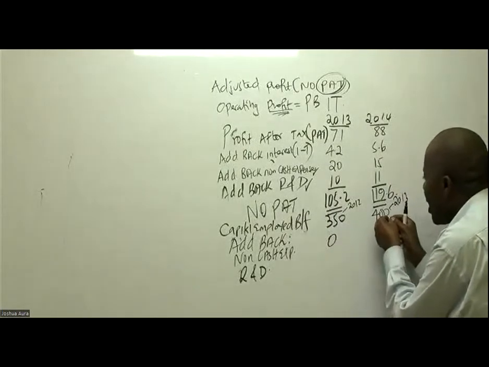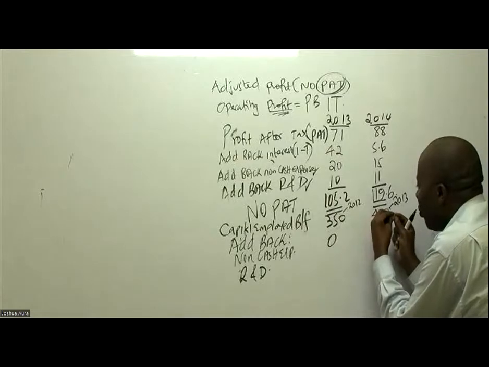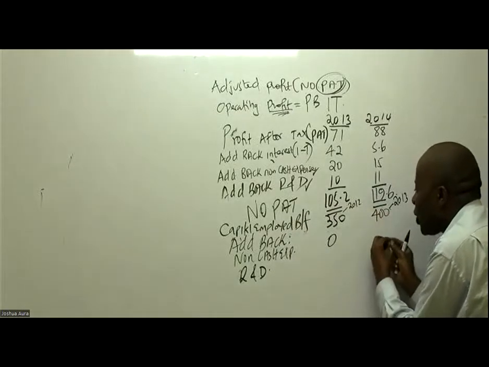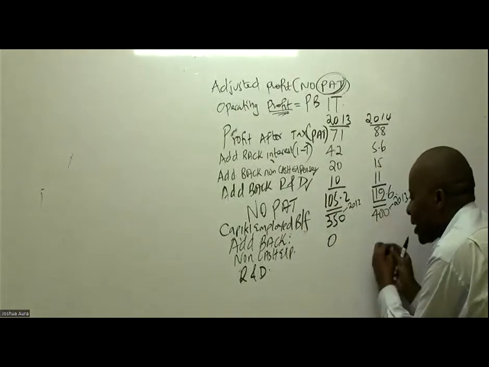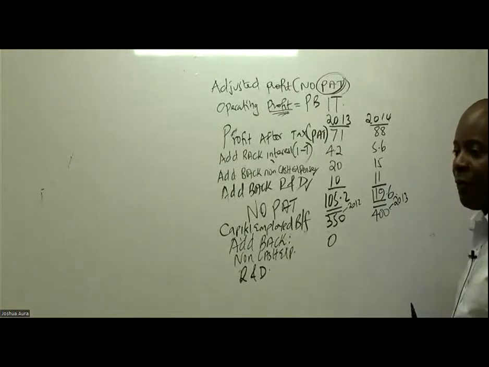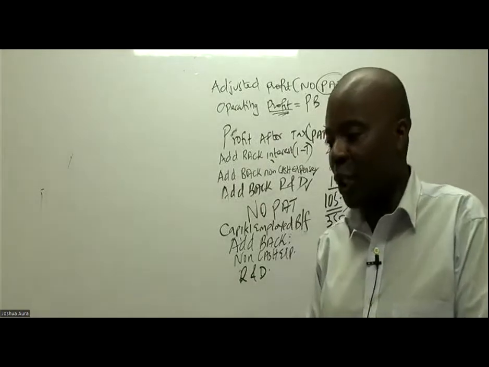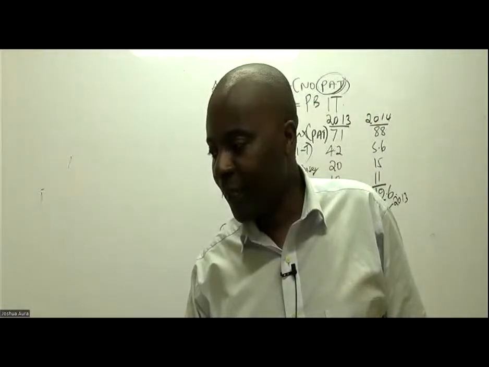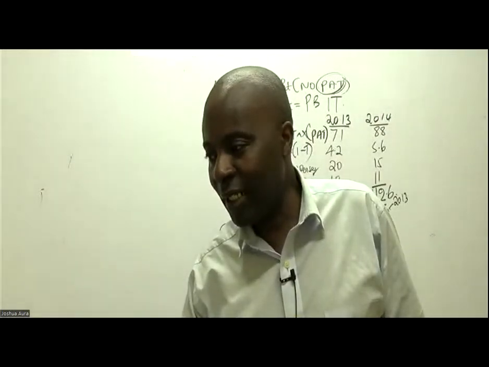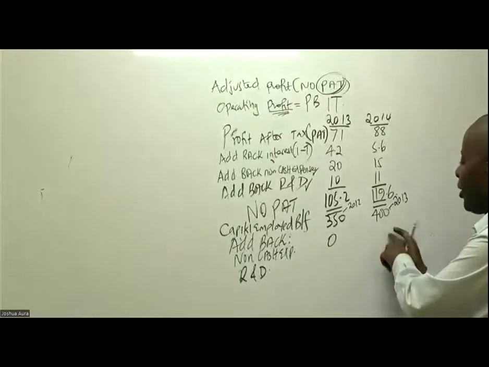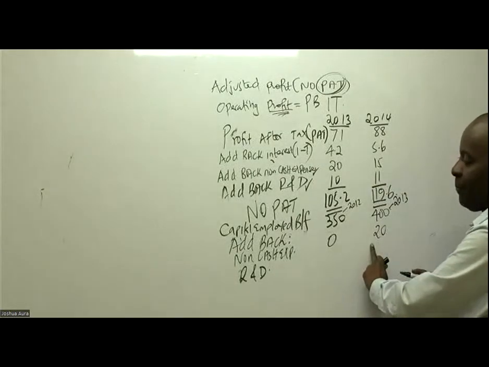But when I come here, this figure that I've arrived at, which was computed in 2013, I happen to be having the non-cash expenditure of 2013. Is there somebody who can see that non-cash expenditure of 2013? It is 20. This is what was deducted when this 400 figure was being arrived at. So here I should come and add 20.